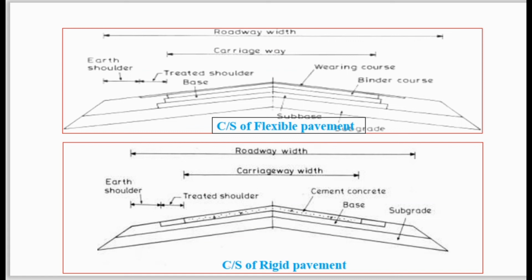Whereas the cross section of the rigid pavement includes the earthen shoulder, the treated shoulder, and the carriageway. And the total layers, starting from the top to the bottom of the rigid pavement, include: first is the cement concrete layer, second is the base course, and lastly the subgrade course.